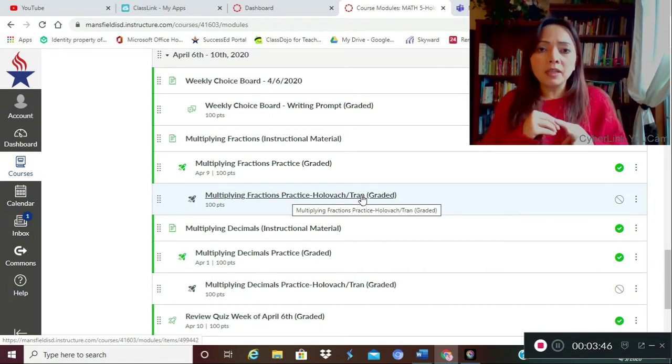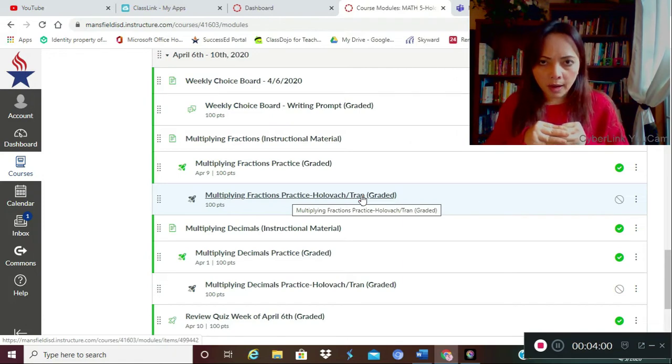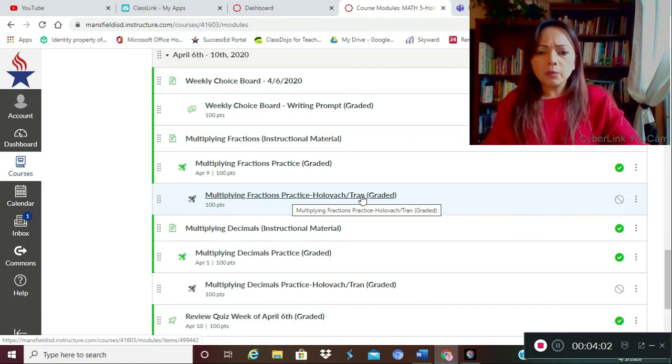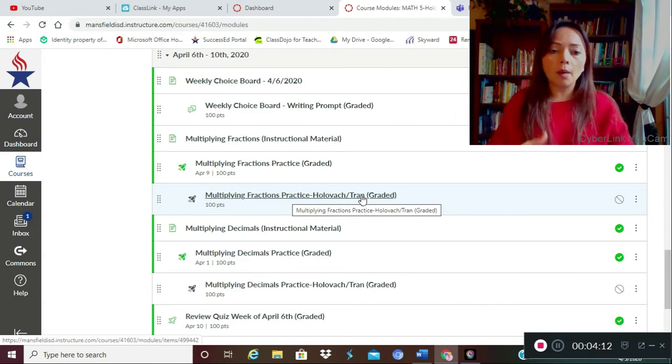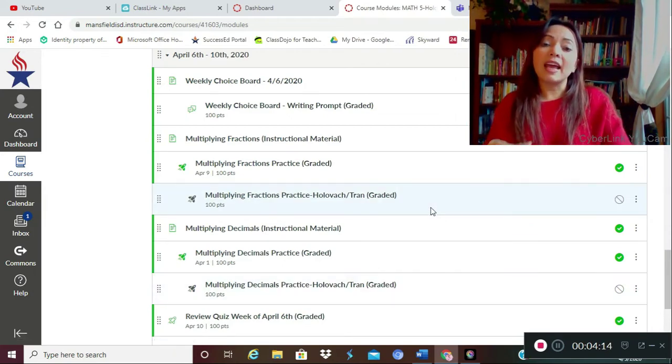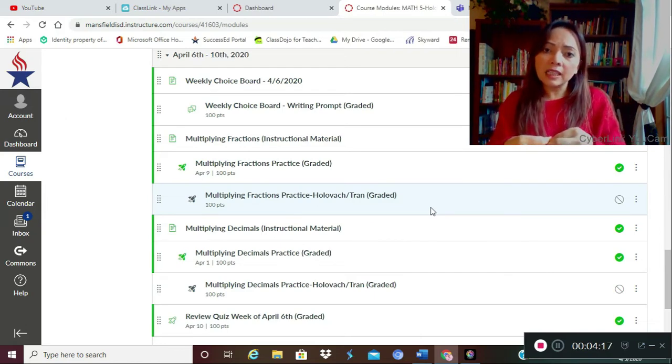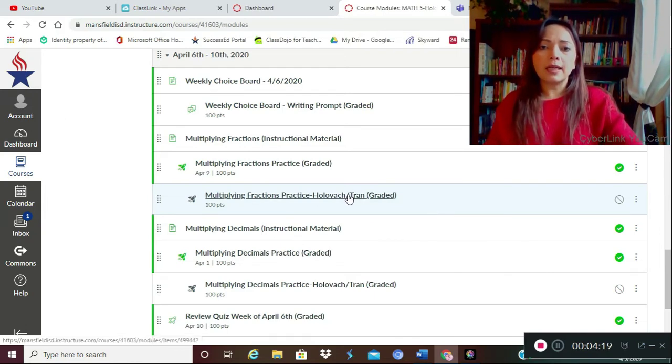Notice how this one says multiplying fractions practice, and then this one also has multiplying fractions practice, and then it has Holovach or the teacher's name and my name. If you see double assignments that look exactly the same, I need you to not do both of them. That's not the point. You're supposed to just do the one with Tran in it. Okay, make sure you understand it. Do not do both of them. Just do the one with Tran. And the reason why is because I have embedded accommodations in there for you that kind of go along with what I sent out last week pertaining to your personalized accommodation. So right here, I'm going to enter one of the assignments so that you can see what it's like.